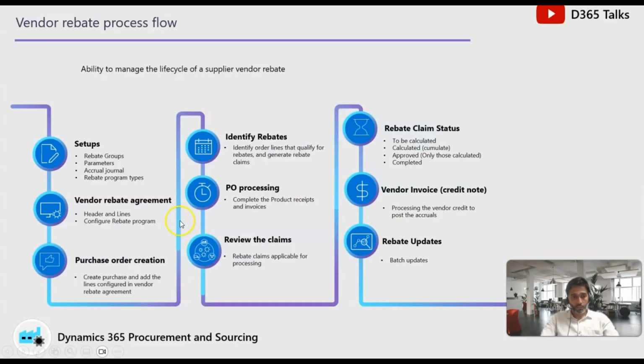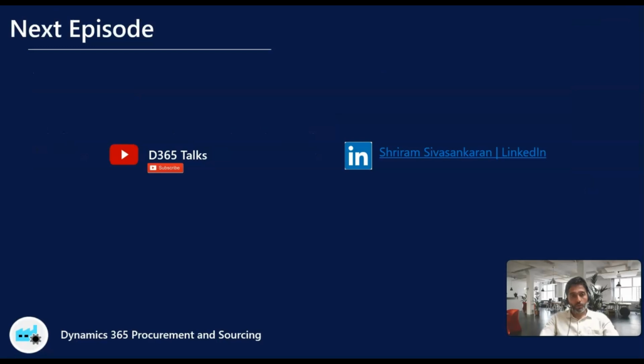So let's quickly go back to our slide. That's the whole process of the vendor rebate cycle, right from setup, rebate agreements, creation of invoice, purchase order and invoicing. And once we invoice, the rebate claims get generated, and then we process the claims. The transactions move from the accrual account to the interim expense account, and then it gets knocked off in the vendor balance. We also saw how the vendor invoice credit memo gets generated. And of course, you can also use the batch jobs in order to automate those processes of status update. So that brings us to the end of this episode.